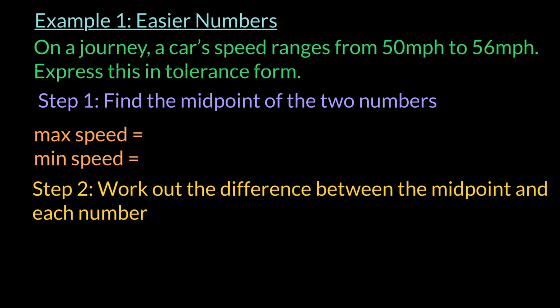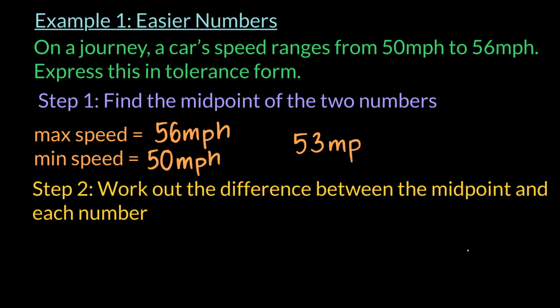So when you're being asked to express something in tolerance form, the first thing you need to do is find the midpoint of the two numbers. And midpoint just means the number that lies halfway between the two numbers. So these numbers are quite straightforward because we know that if our minimum speed is 50 miles an hour and our maximum speed is 56 miles an hour, there's 6 miles per hour in between them. So the midpoint is going to be 53. So our midpoint is 53 miles per hour.